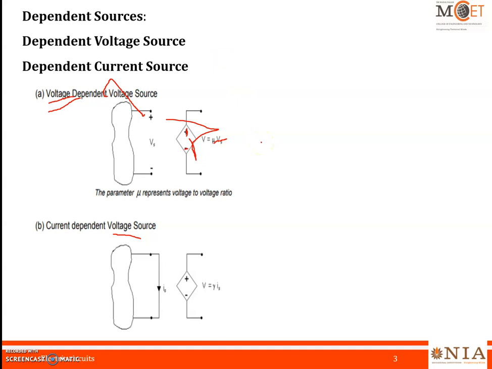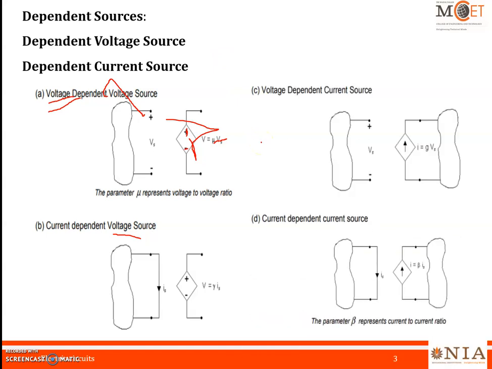Next one, dependent current source. That means the source is a current source. See here, it is a current source, that's why we have the arrow mark, and the diamond symbol represents that it is a dependent source. Here it is voltage dependent, or voltage controlled current source. That means it is a current source, but it is controlled by the voltage of some element in the circuit. That may be anything.